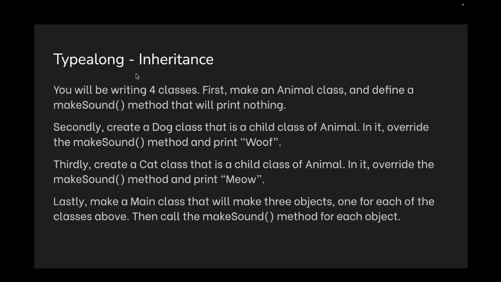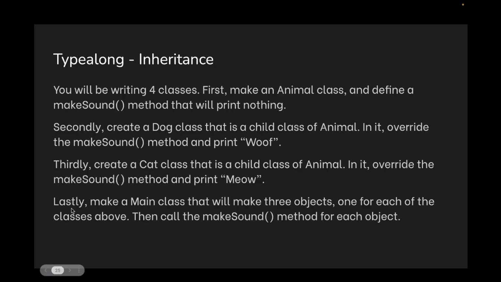Alright, we have our tap along now. This should be fairly fine. I don't think it's going to be that bad, but we'll see how it goes. You'll be writing 4 classes. First, make an animal class and define a make sound method that will print nothing. Secondly, create a dog class that is a child class of animal. Inside it, override the animal make sound method and print woof. Thirdly, create a cat class that is a child class of animal. Inside it, override the make sound method and print meow.